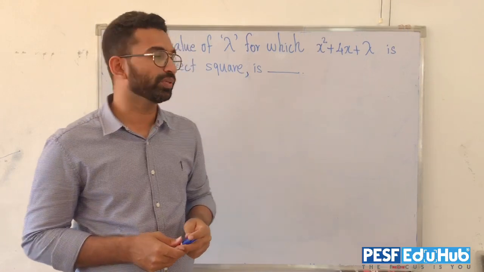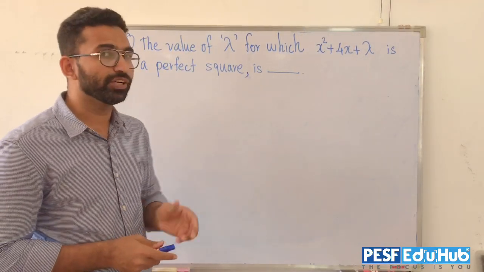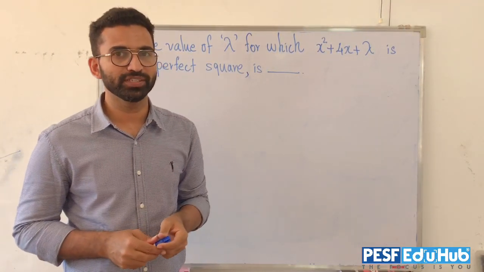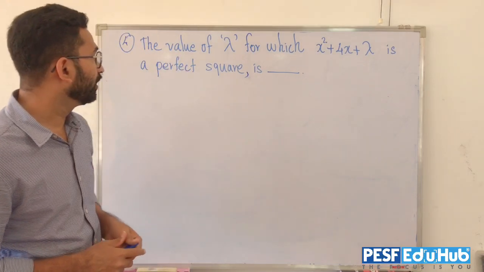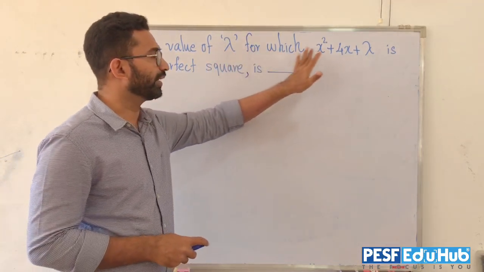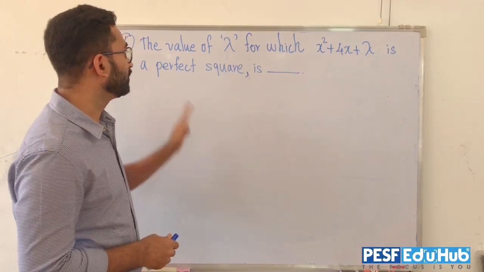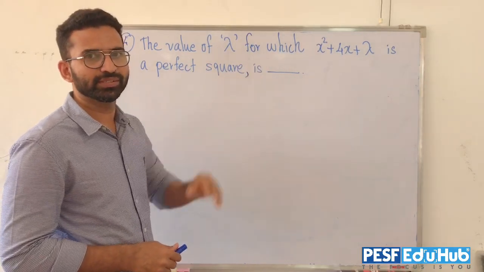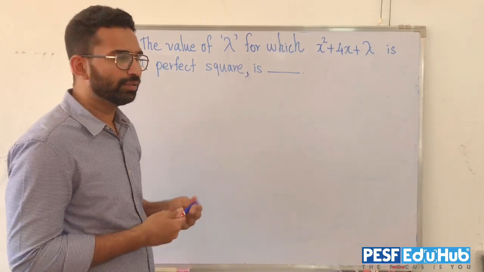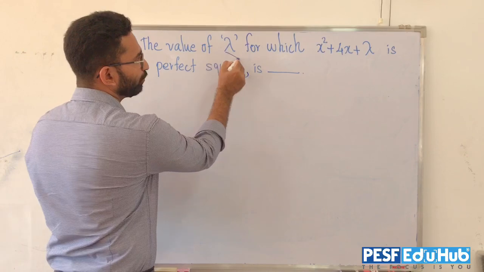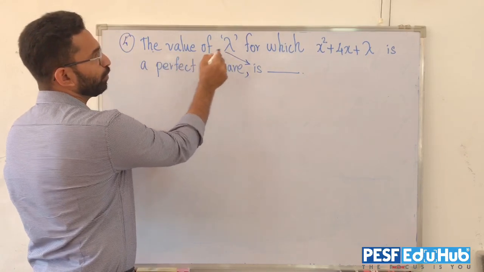So moving to the first question. In fact, this question was asked in the 2020 CBSE board examination. Okay, what is the question? The value of lambda for which x square plus 4x plus lambda is a perfect square is dash. So what is the meaning? Do you understand? The meaning is very simple. You have to calculate the value of lambda. So they are asking the value of lambda is dash.